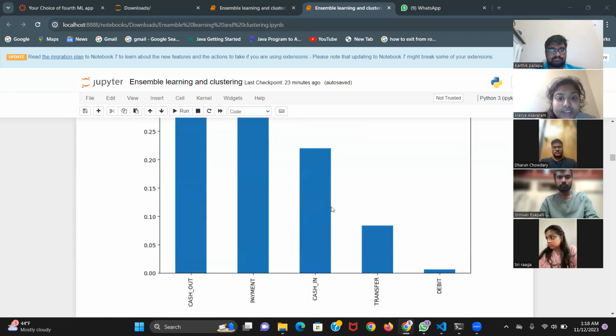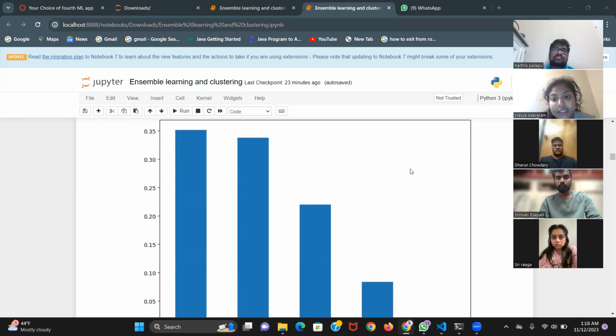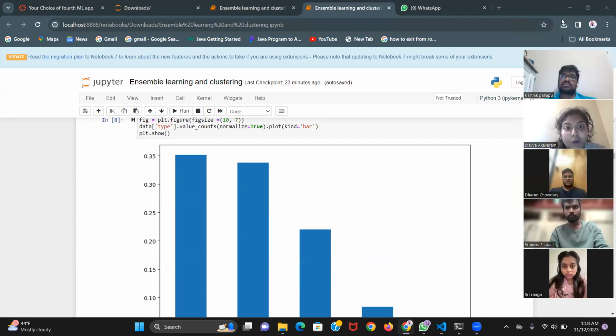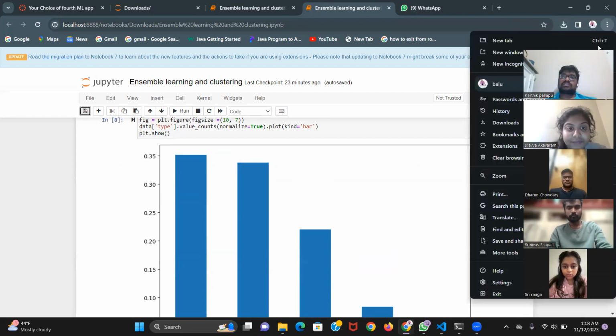Here the figure describes the payment types. We can see the values and the figure size as 10,7. The plot describes the data. Can you please scroll down?